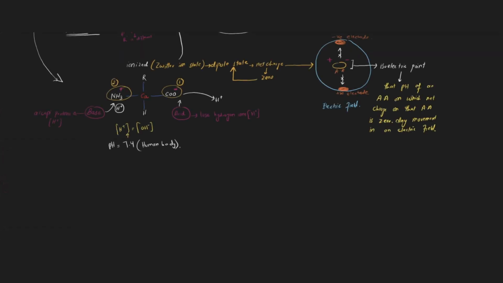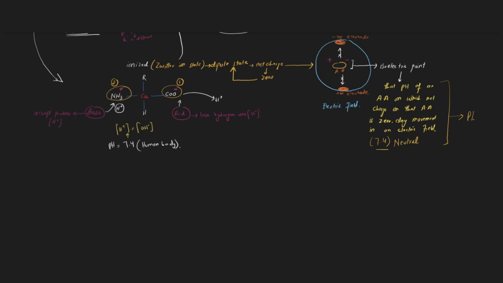So up to now we have discussed that at the physiological pH, the overall net charge on the amino acid will be considered 0. And when that amino acid is placed in an electric field, it doesn't show any movement. And that pH at which the amino acid doesn't show any movement in an electric field is called its isoelectric point, or pI, and that is different for every amino acid. But here we have discussed the condition of the physiological pH, that is 7.4, that is almost considered to be neutral for the human body.